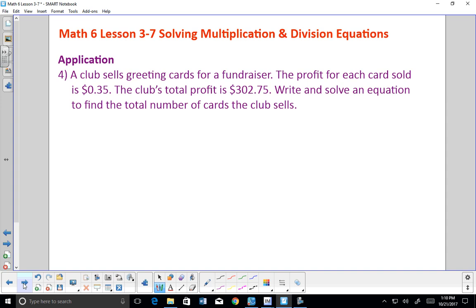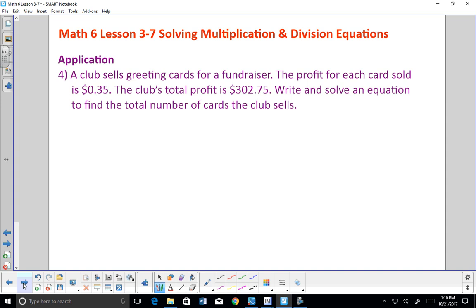Let's look at a word problem. A club sells greeting cards for a fundraiser. The profit for each card sold is 35 cents. The club's total profit is $302.75. Write and solve an equation to find the total number of cards the club sells.